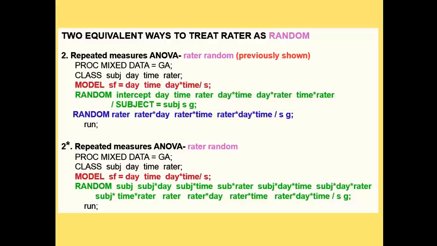Because what I'm doing is I'm trying to avoid having 2 statements with a subject equal SUBJ. I'm trying to use just one random statement that considers all the random effects. So this says random subjects, subjects by day, subjects by time. And you notice to the right of the slash sign, there's no subject equal SUBJ. So, for example, you see rater in this statement, there's no subject equal SUBJ, so this is rater as a random effect. So this second code is equivalent to the first code.